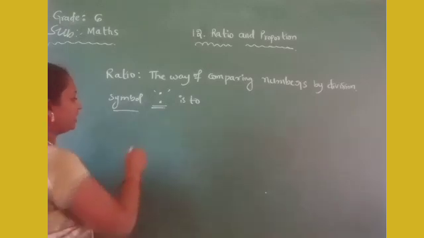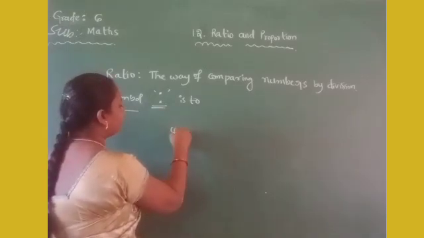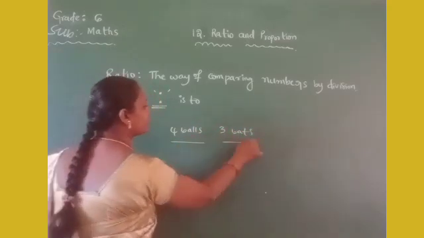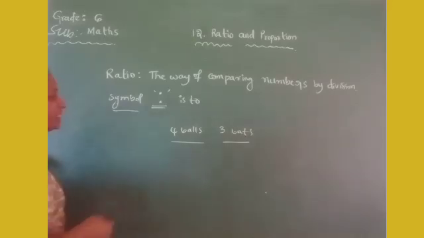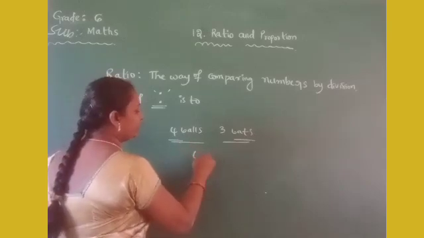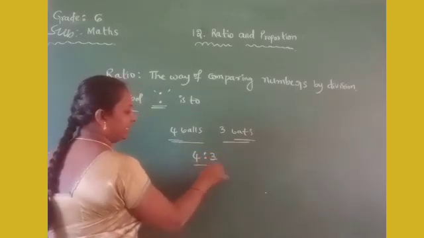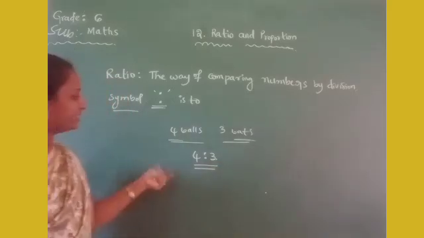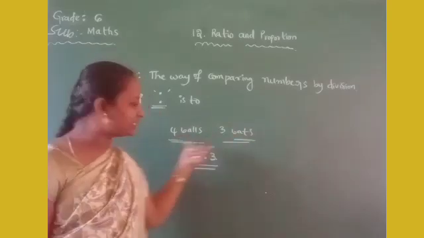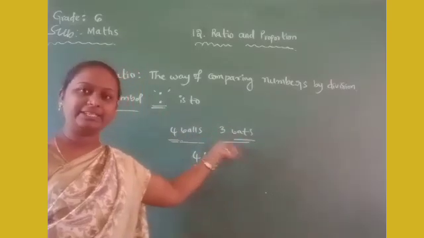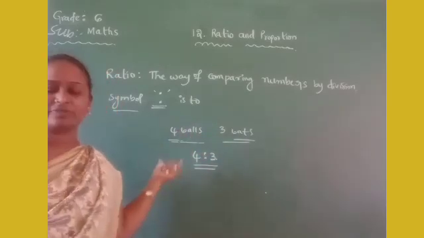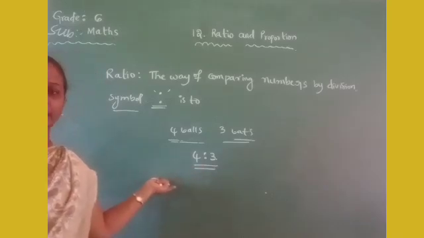Suppose, how do we write the ratio of 4 balls to 3 bats? Here balls are 4, bats are 3. How can you show this? We can write it as 4 is to 3, that is 4:3. Why? Because balls to bats means you write 4:3. Bats to balls means 3:4. In this ratio, the order is very important, children.